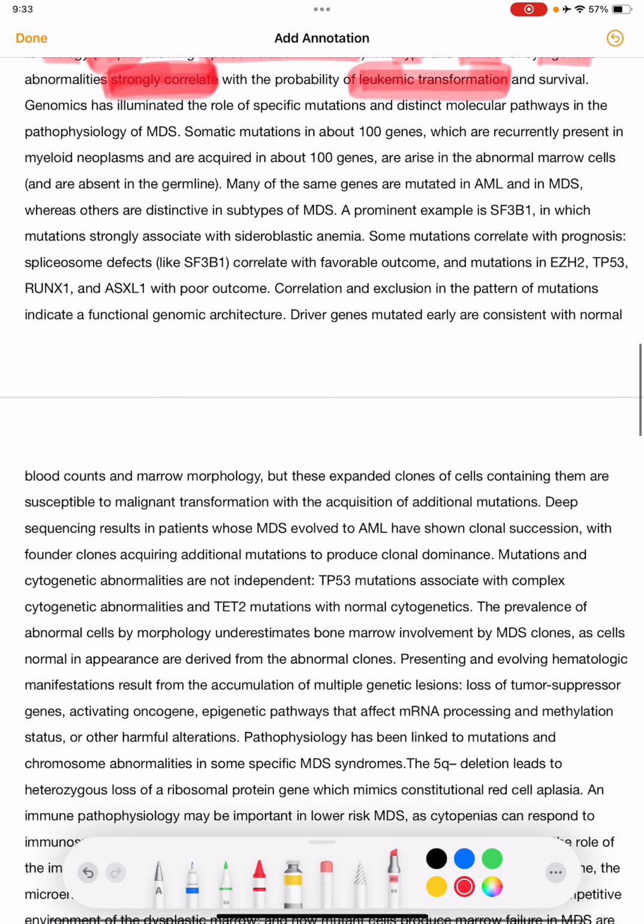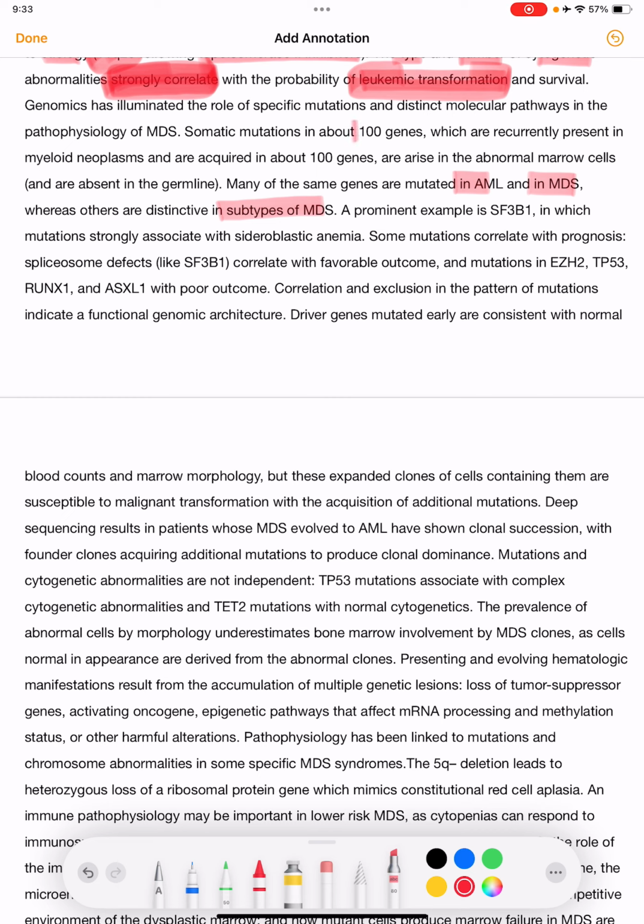Genomics has elucidated the role of specific mutations and distinct molecular pathways in the pathophysiology of MDS. Somatic mutations in about 100 genes are recurrently present in myeloid neoplasms. They are acquired, arise in the abnormal marrow cells, and are absent in the germline. Many of the same genes are mutated in AML and in MDS, whereas others are distinctive to subtypes of MDS.